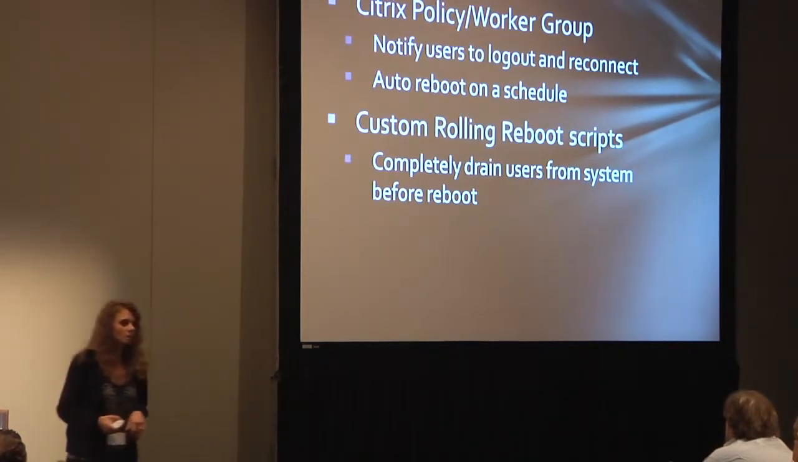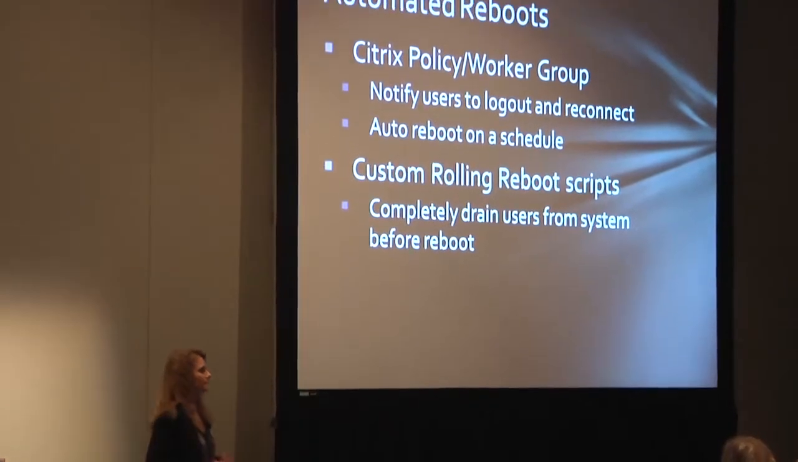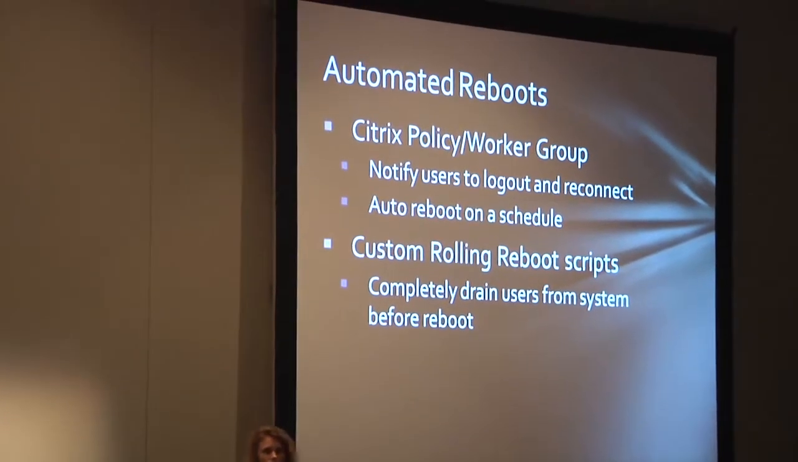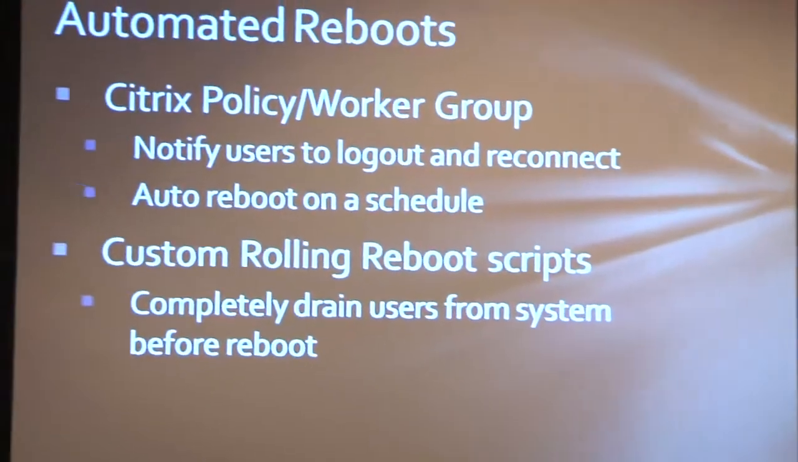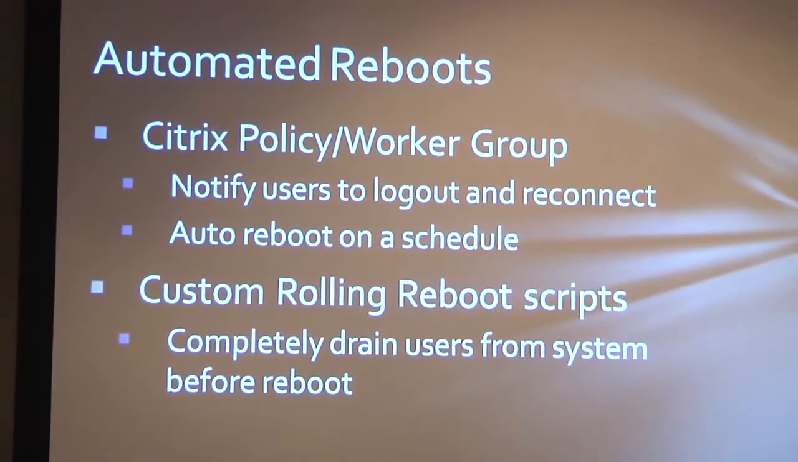So first of all, I'm going to talk about automated reboots. Those of you using XenApp 6 and XenApp 6.5 know that you can, out of box, schedule reboots of your servers to deal with application memory leaks, to deal with system memory fragmentation through Citrix policy and worker group. The catch to that is that your users are going to be interrupted when that occurs. You can send them a notification warning that they need to sign out and sign back in, but once they hit the point that the server is going to reboot, which I think the longest period of time you can do is an hour, they will be taken down.